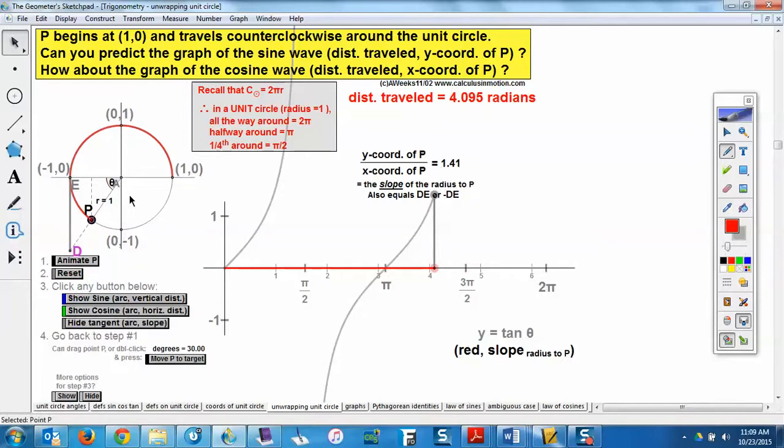Also, tangent is sine over cosine. So whenever cosine is 0, it's undefined, which is at pi halves. Okay, so a lot of trig stuff.